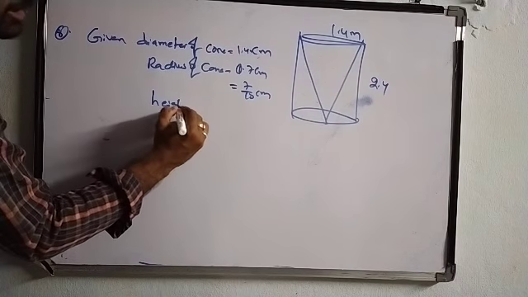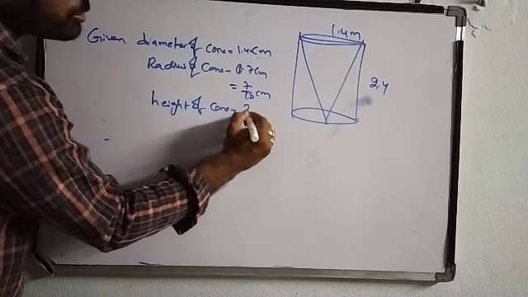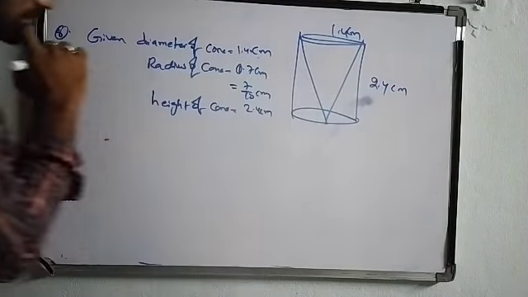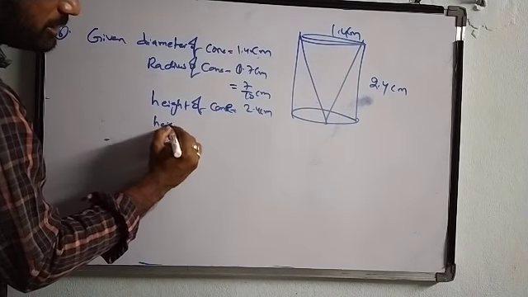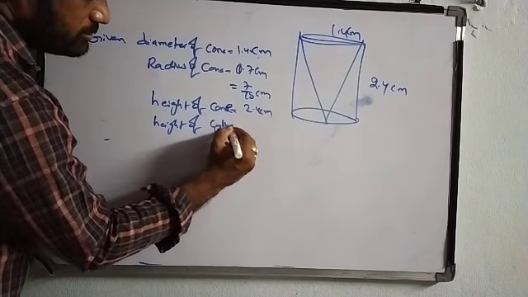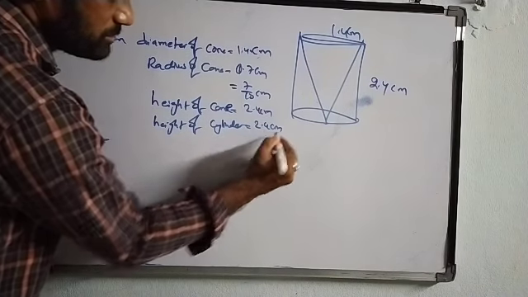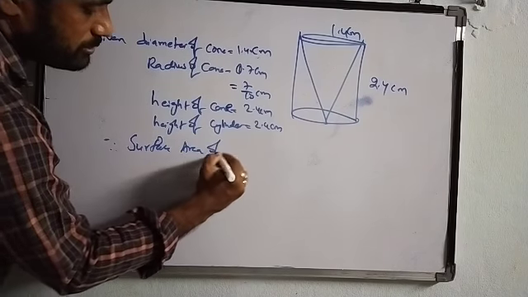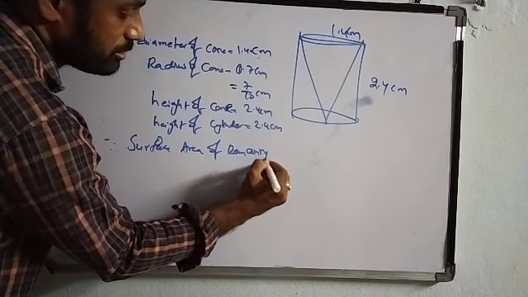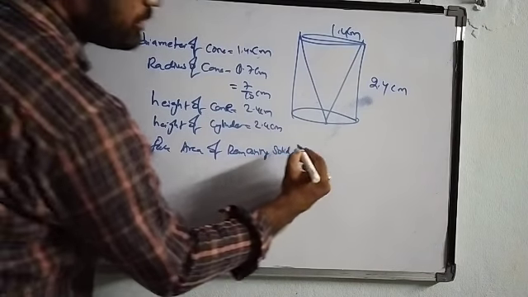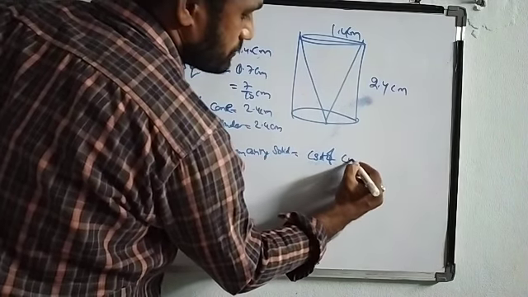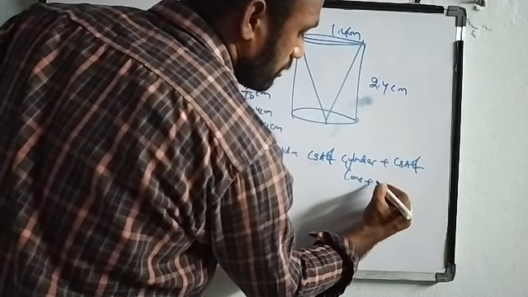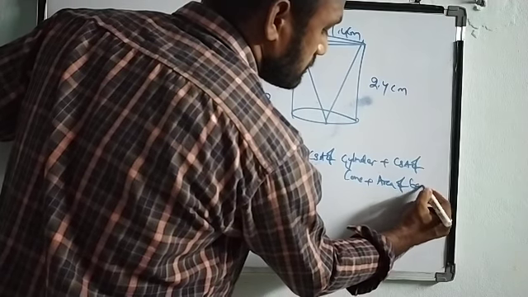And height of the cone and cylinder both are same. So height of the cone is 2.4 centimeters, and height of cylinder is also 2.4 centimeters. Therefore, surface area of remaining solid is equal to curved surface area of cylinder plus curved surface area of the cone plus area of base.